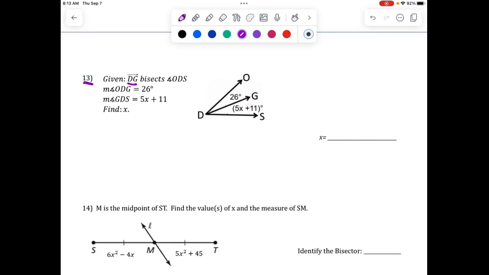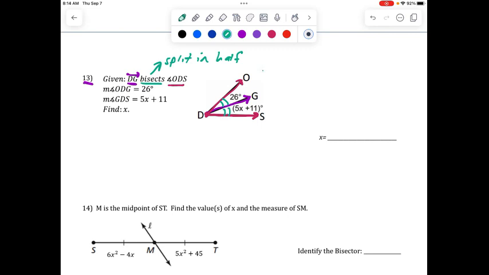Given that ray DG, so that looks like this, starts at D, goes forever towards G, that bisects, and the word bisect means split in half, and it splits the angle ODS. So that means you start at O, the middle is D, and goes to S. So what that means is on our picture, as soon as we see the word bisect, that means that this angle here, ODG, is going to be congruent to GDS.